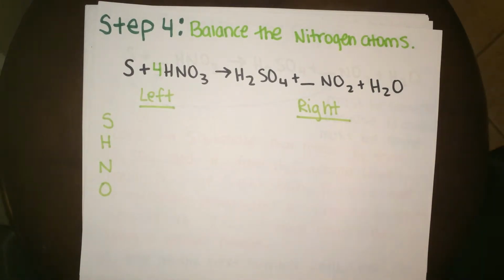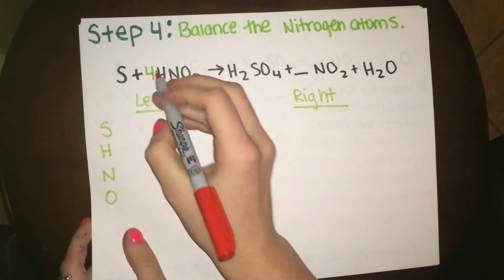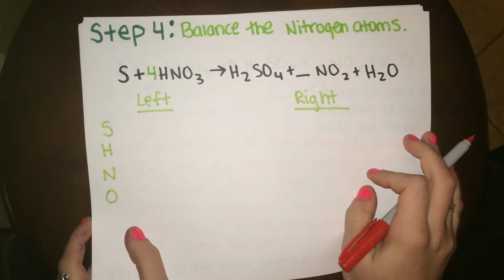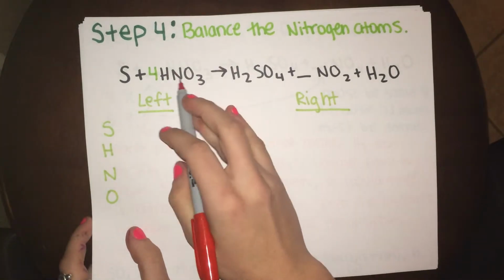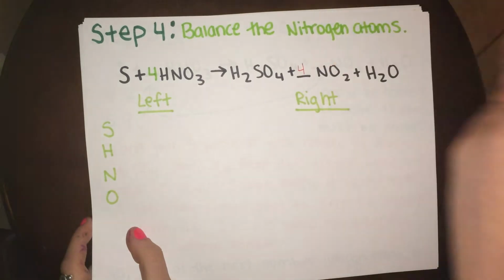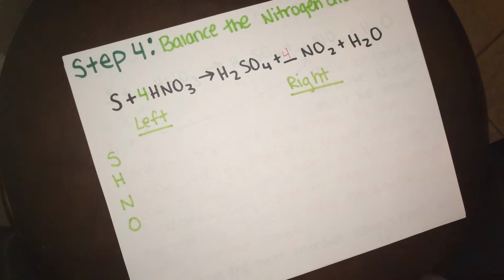Step 4, balance the nitrogen atoms. So right here on the third step, you added the 4 there so that the hydrogens would be equal, but now that changed the nitrogen atoms. So because there's 4 nitrogens here, you're going to add a 4 here where this nitrogen is, because there's no other nitrogens. And so now you're going to try to make the nitrogen atoms equal.